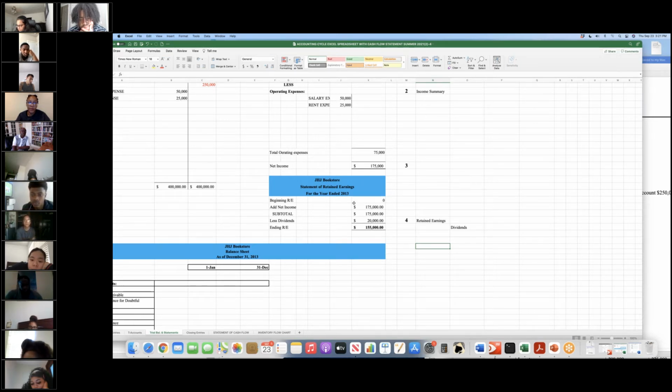So that's how that statement looks all the time. Once the company's been in existence, like next year, the 155 ending becomes the beginning of next year. In general, this is how the statement looks, and it's one of the easiest statements to prepare.